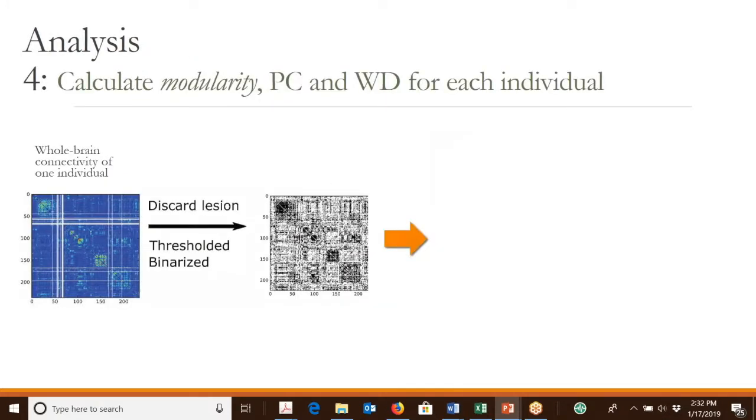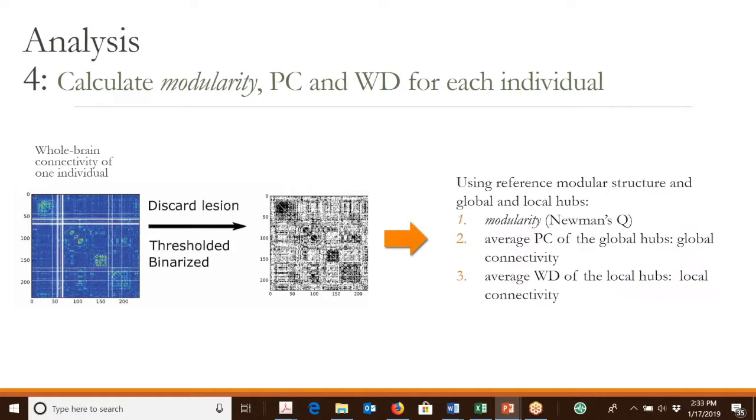Now on the fourth step, for each individual, we can take their individual correlation matrix. If it's a patient, we delete the connections that involve nodes that are damaged. We discard the lesion connections, and that's here. Then we take the remaining values and we simply binarize them. We have a threshold: connectivity values above the threshold we consider to be connections, and those below the threshold we consider to be not connections. So now for each individual we have their connectivity matrix, and we can use it to compute modularity, PC and WD values for each individual, with reference to the reference modular structure and PC and WD that we obtained from the control participants.